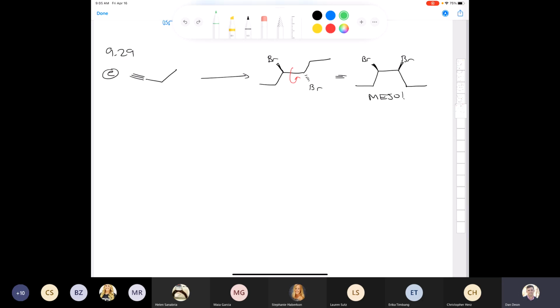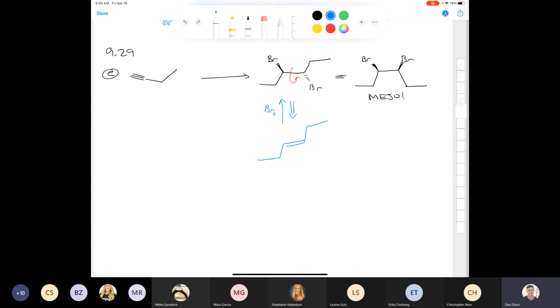Well, the thing is, I have no way of adding two bromines across an alkene in a syn fashion, but I do know how to add two bromines across an alkene in an anti fashion. So that tells me that retrosynthetically, if I had this trans alkene like this, all I'd have to do is treat it with bromine, and I would get anti-addition, and I'd end up with one bromine up and one bromine down. So then the question becomes, how do I go from here to here?